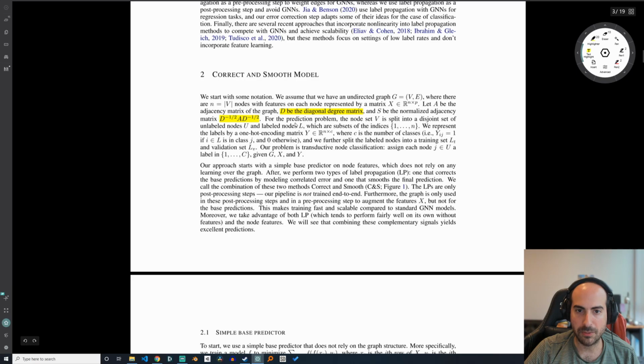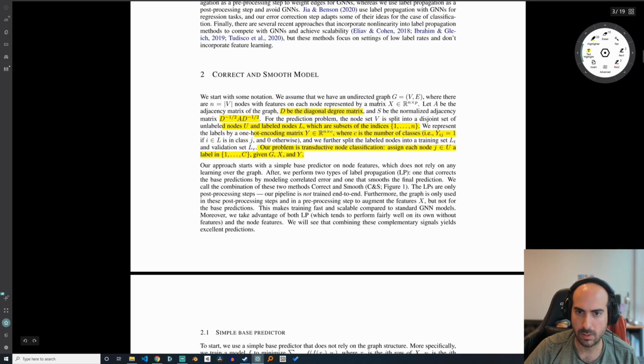So for the prediction problem, the node set is split into disjoint sets of unlabeled nodes and labeled nodes, which are subsets of the indices. Because there are n nodes, we represent the labels as a one-hot encoding, where there are, let's say, C classes. And we further split the labeled nodes into a training set and a validation set. Our problem is transductive node classification: given G, X, and Y, assign each node a label. So basically, given, so what was G again?